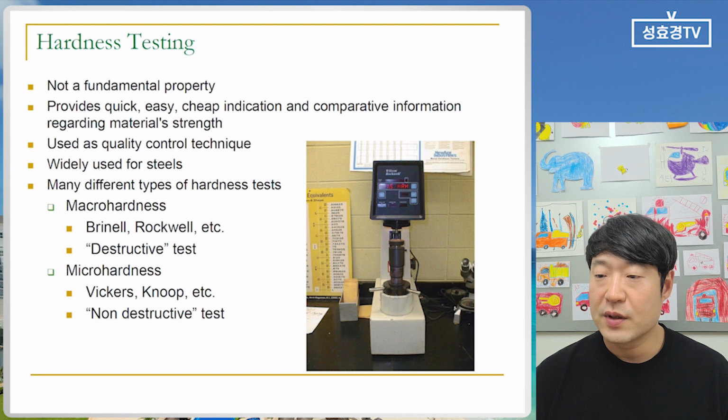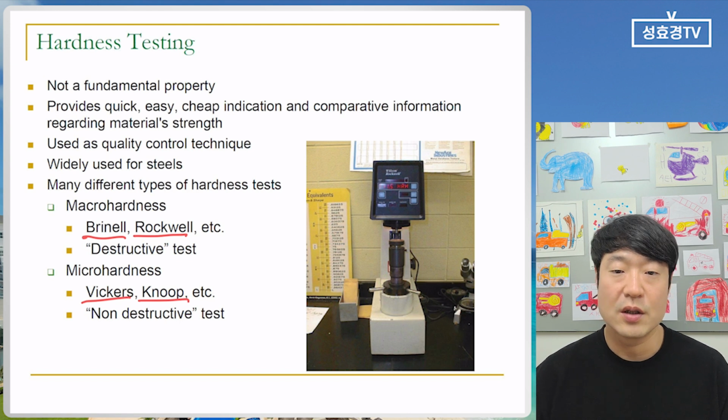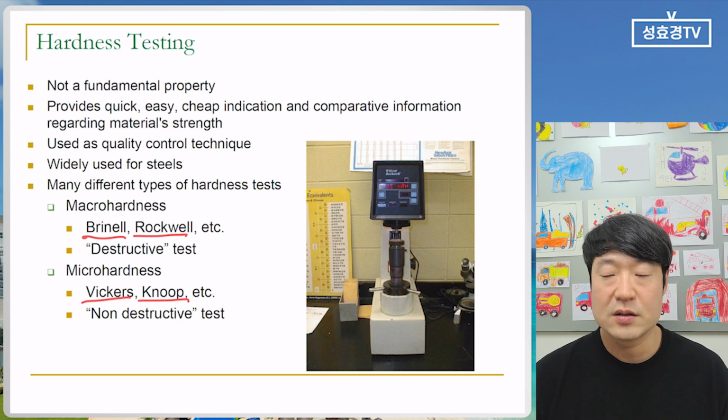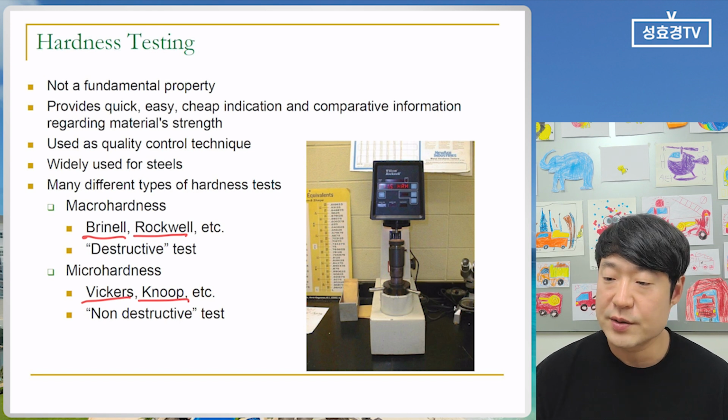So there are a lot of types of hardness tests. That is the Brinell and Rockwell, and then Vickers and Knoop. These things are a little bit different. The Brinell and Rockwell is a little bit destructive because it's a large scale, and Vickers and Knoop is a little bit small scale. So that is a non-destructive test, we can say like that. But it is just in the surface area, we can see that indent. So from the indent, we can understand the size of that indent, so that we can understand the hardness of the materials.